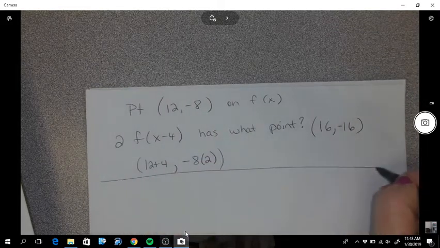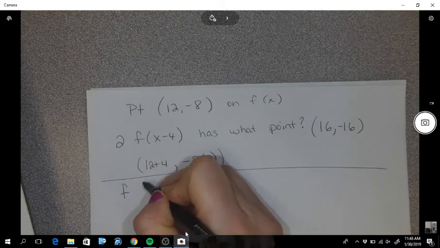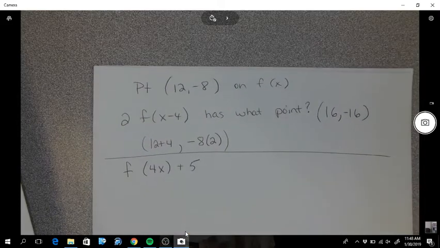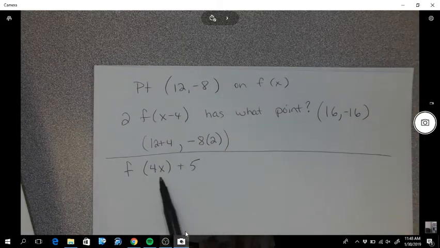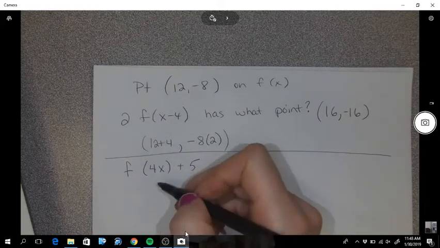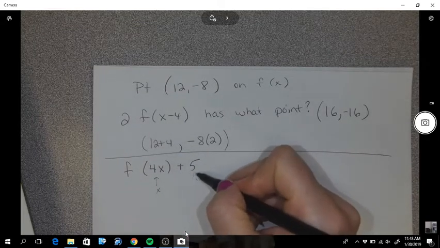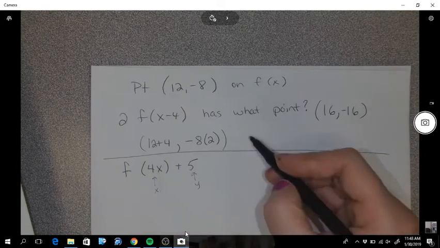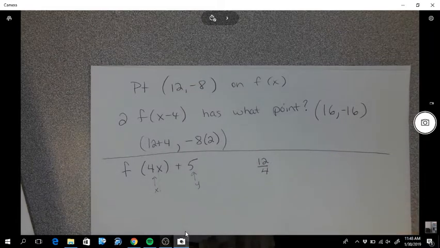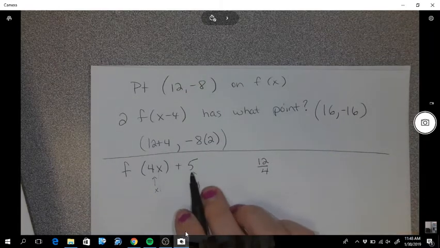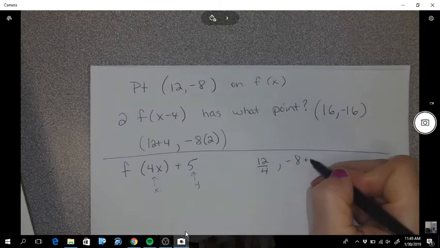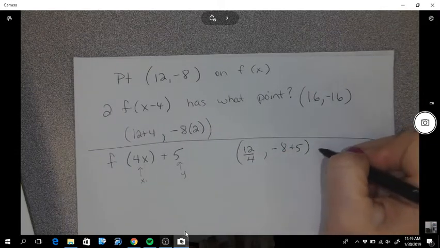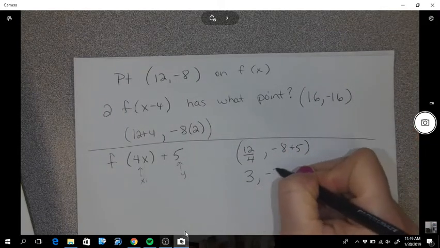Okay, same point on f of x. Now, what if I asked you to give me the point? Okay, so now I look, what changes do I have to my x, what do I have to my y? So this would affect my x, and this one will affect my y. Okay, so the compression will affect my x like that, and this is a shift up, so it'll affect my y by adding. So my final point is 3 comma, negative 3.